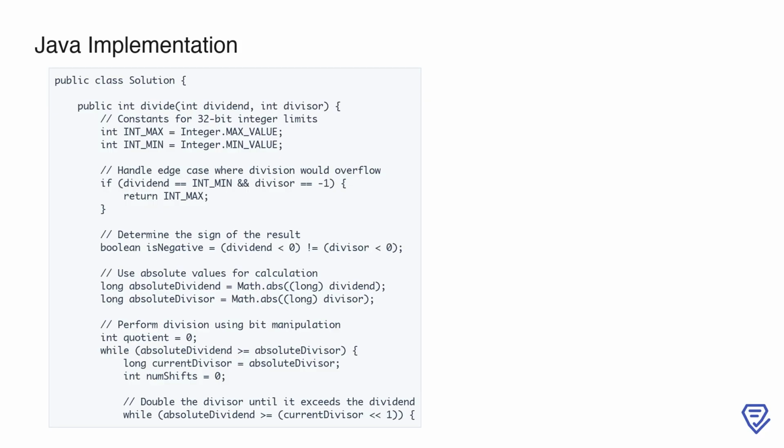For the calculation itself, we convert both numbers to their absolute values and cast them to long data types to avoid issues with integer overflow during intermediate operations. Using bit manipulation, we then initialize the quotient to 0 and begin a loop that performs the division. The loop continues as long as the absolute value of the dividend is greater than or equal to the absolute value of the divisor. Inside the loop, we prepare to find the largest multiple of the divisor that fits into the dividend by starting with the divisor and progressively doubling it.